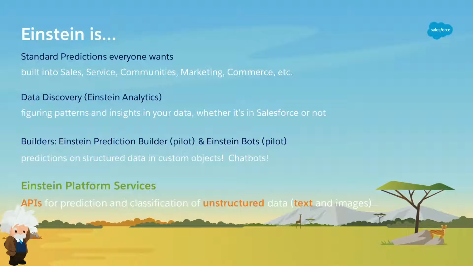And then under that, we have what we call platform services. These are some of the things that we're using for things like Prediction Builder and our chatbots. But we also have these available as APIs for our developers, and in some cases, our admins to be able to build stuff with. The ones we're looking at today are really APIs for prediction and classification of unstructured data. Today we're talking about text. We're not doing Einstein Vision today, but the thing I'm going to show you has all that stuff in it, so you can go to one place and get all of the wrappers for all of these things.